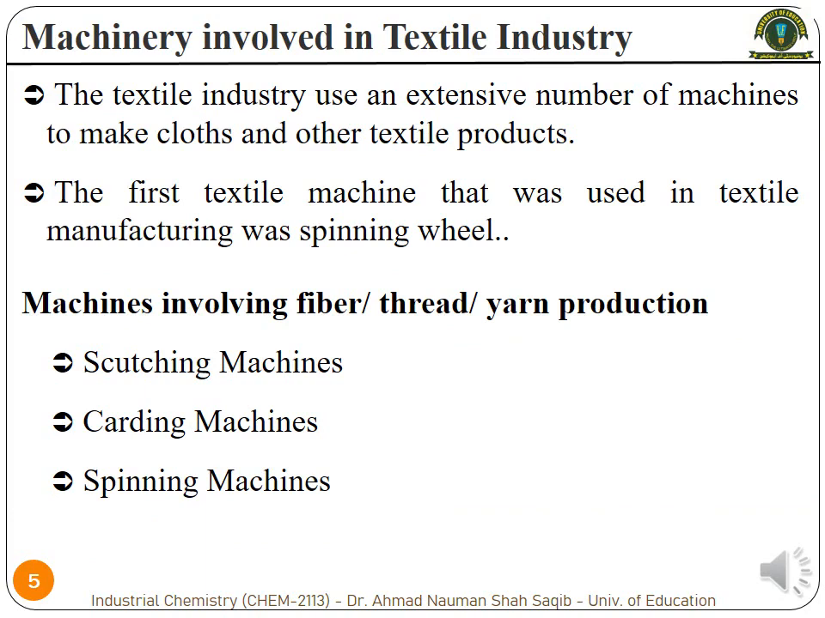Before we go into the details of the manufacturing processes involved in the textile industry, we will first overview the different kinds of machinery which are employed in different processes. Overall, the textile industry involves an extensive number of machines to make clothes and other textile products. Historically, the first machine which was used for textile manufacturing is known as the spinning wheel. The spinning wheel is known to be the first machine which was developed for the textile industry.